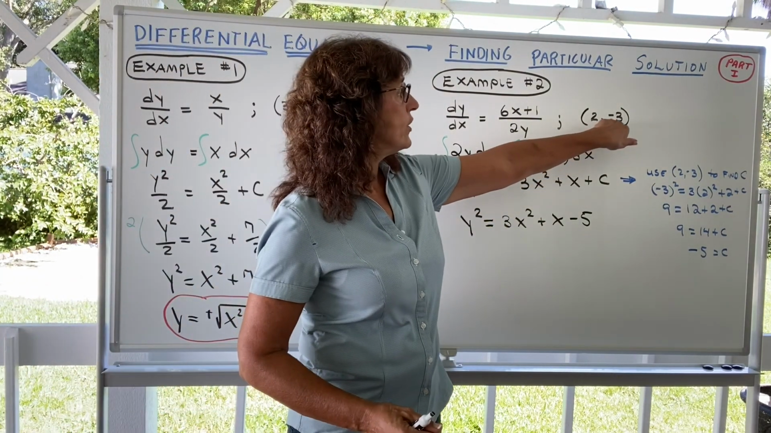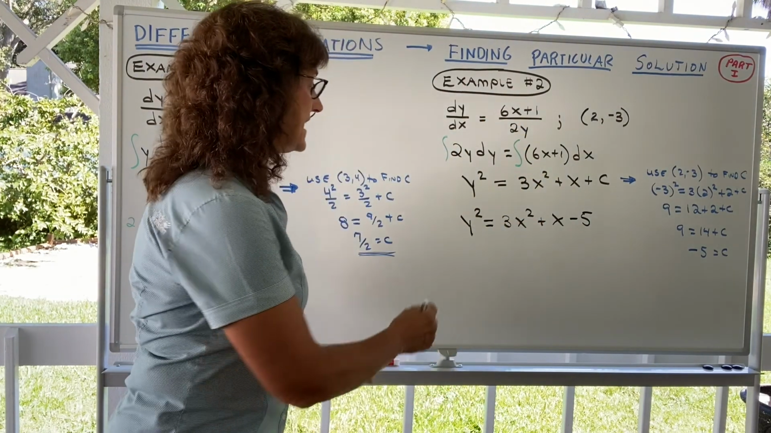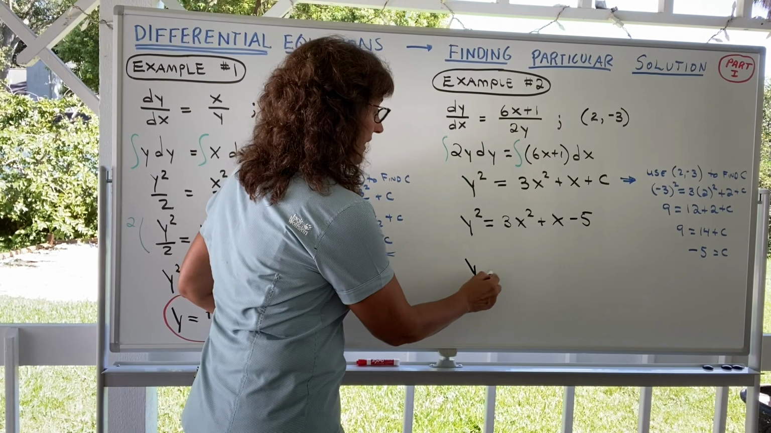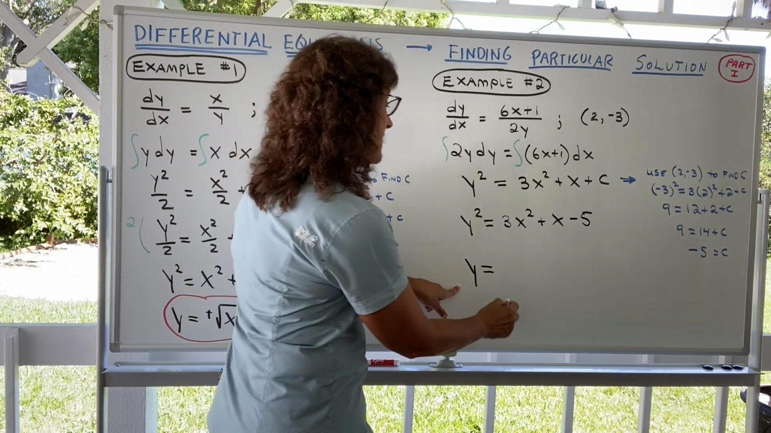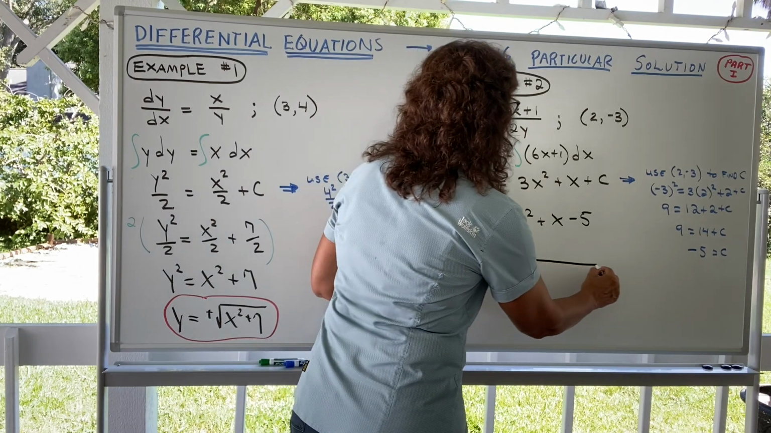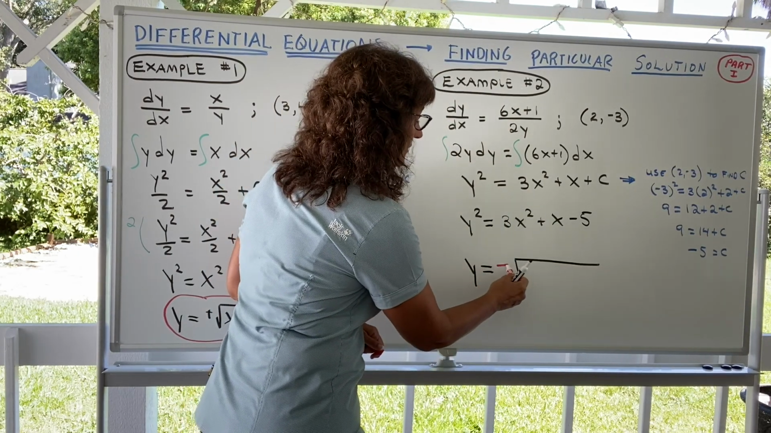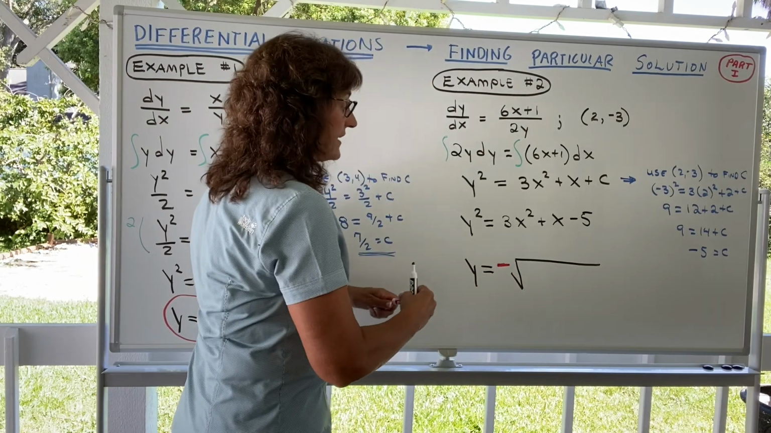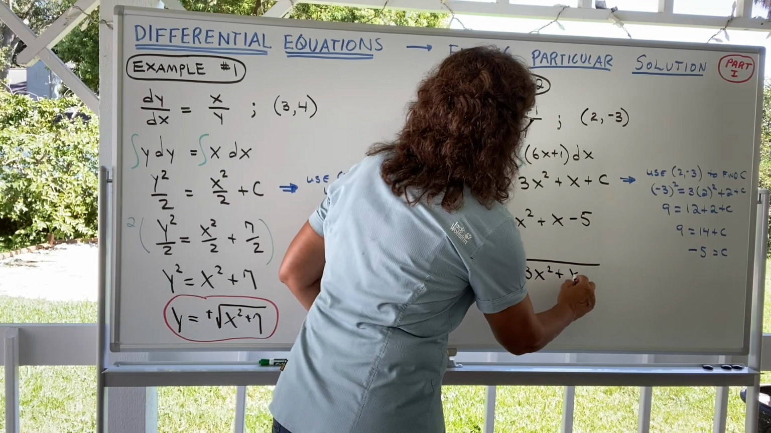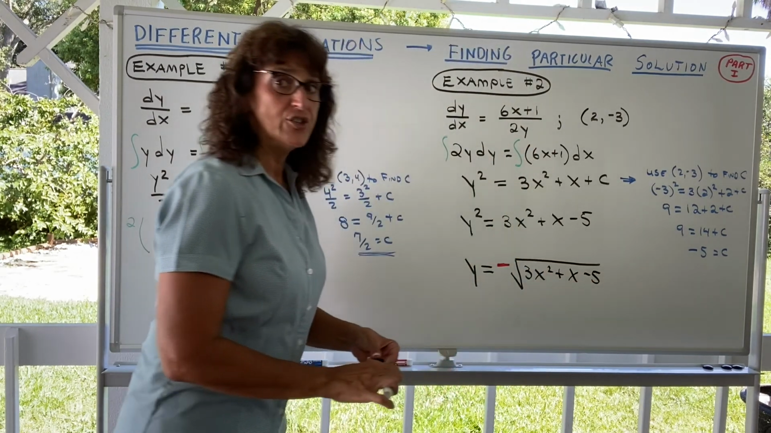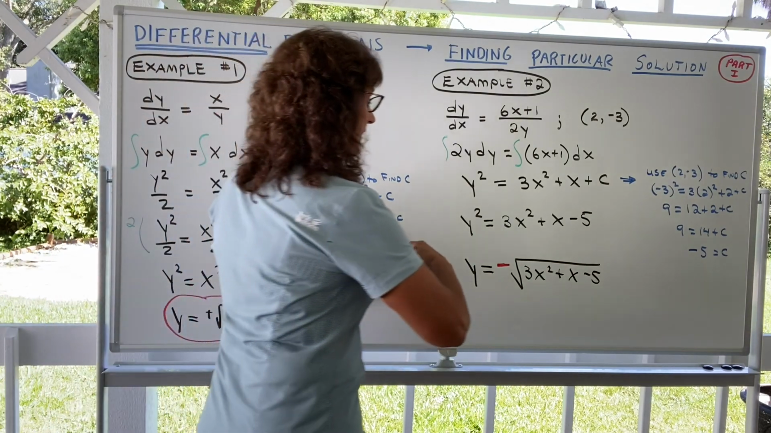Because the y coordinate that we need to generate with this function is negative, then you actually need the negative of the radical. Okay, so y is going to equal, take the square root of the left side, you get y, and when you take the square root of the right side, we are going to want the negative of the radical, not plus or minus, just the negative of 3x squared plus x minus 5, and here's your answer. Okay, so this is the answer to example 2.